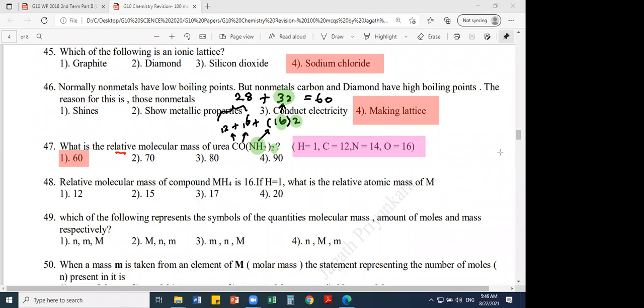Sumela. First answer. First answer, yes, very good. Yes, answer is first. Okay, very good, Sumela.